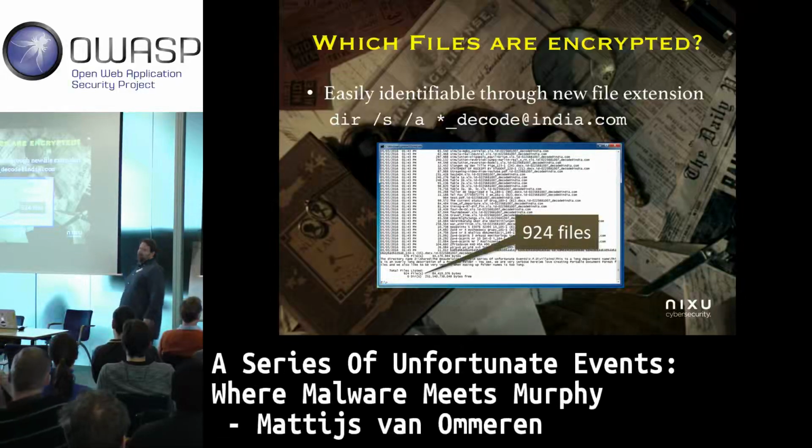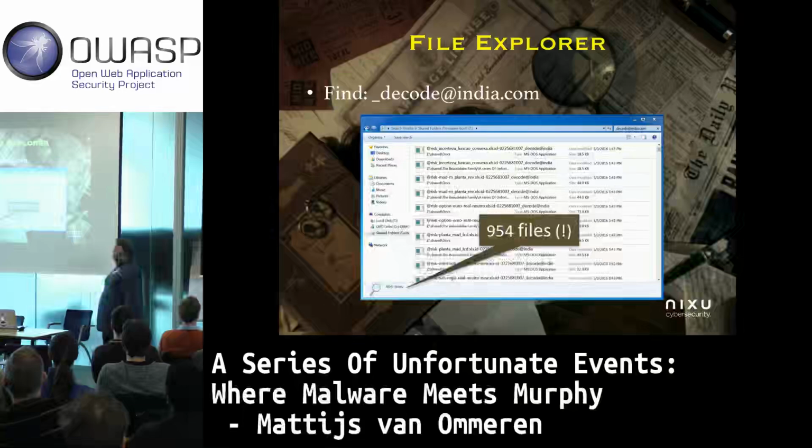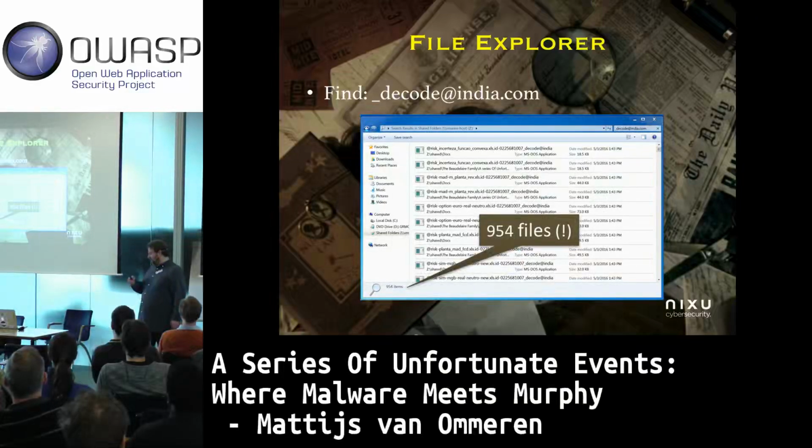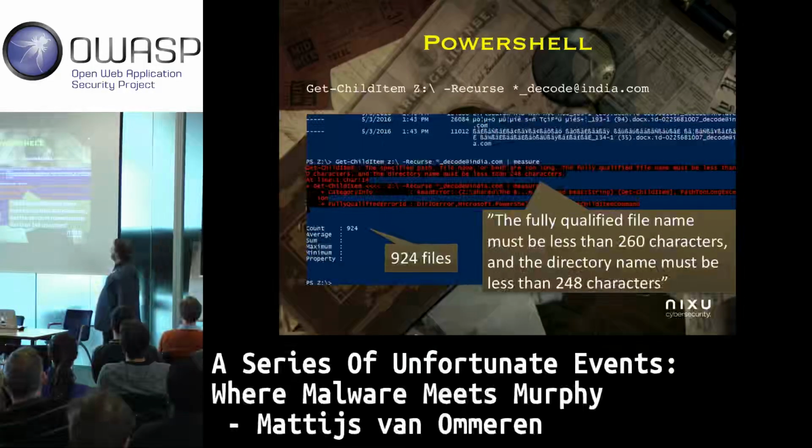I use the good old dir command, with /s for recursing into subfolders. I want all the files, so hidden files as well. And it shows me that 924 files are encrypted. Okay. Challenge accepted. But in File Explorer in Windows, it found 954 files. That's weird. When I did this in PowerShell, I found 924 files again. So what the hell is going on here?